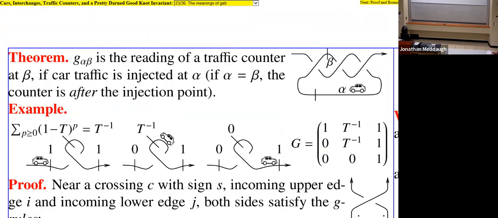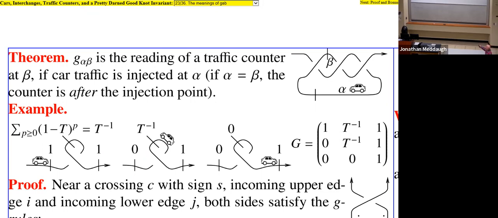So theorem: the entries of the matrix G, which is the key to everything. G alpha beta is the reading of a traffic counter placed on edge beta, assuming you inject cars on edge alpha. And by convention, I could have used the other convention, but just by convention, if alpha is equal to beta, then I place the counter after the car.